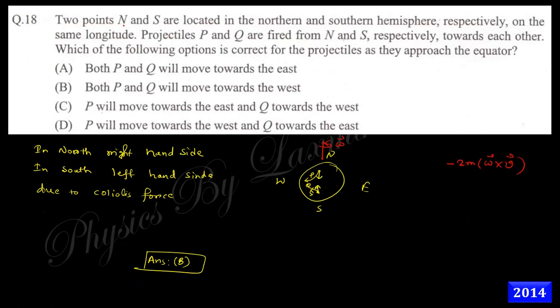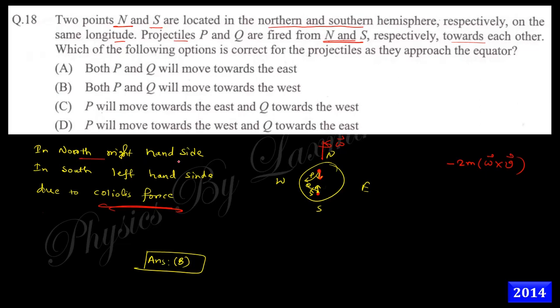The next question says two points N and S are located in the northern and southern hemisphere respectively at the same longitude. Projectiles P and Q are fired from N and S respectively towards each other. So this is the earth, north and south, this is P and this is Q. Now if you throw them towards each other, from the Coriolis force, you know that in the northern hemisphere the particle tends to deflect to the right hand side.